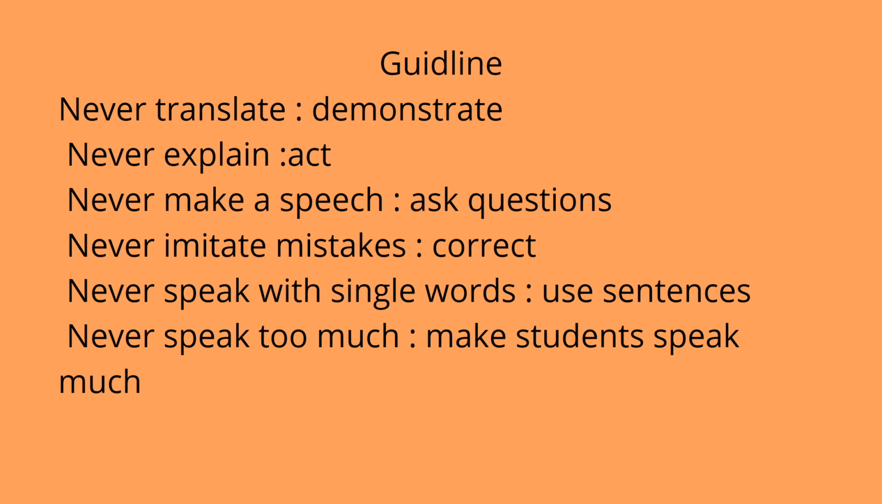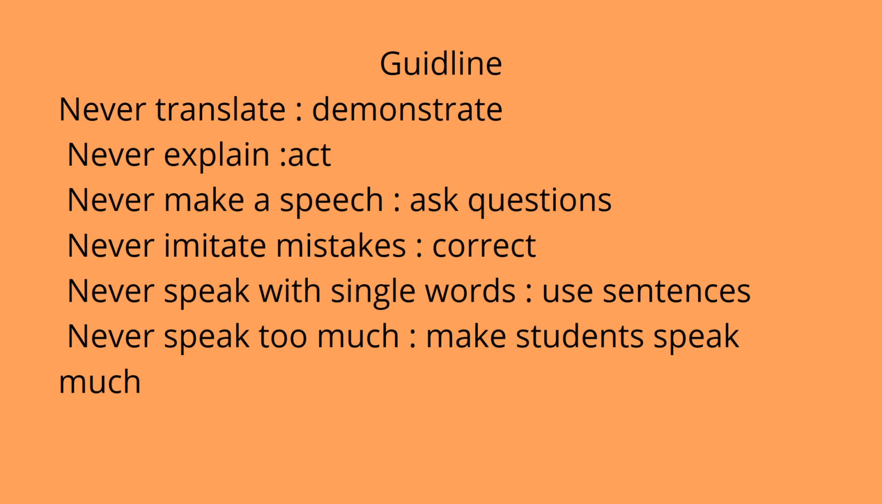method every mistake is highlighted, and sometimes the teacher becomes strict about that, but here the teacher should not be strict, and there's a way of making things correct, and we will discuss in some other video how to correct a student when he commits some kind of mistake. Never speak with single words, use sentences. Do not use words like yes, no, rather use a full sentence, like yes, you're right, no, it should be some otherwise, like that. Never speak too much, make students speak much.